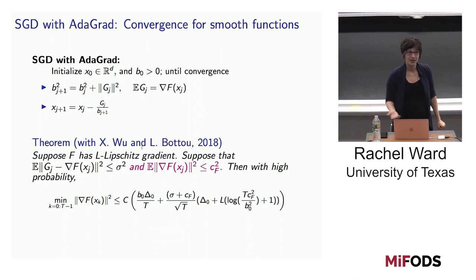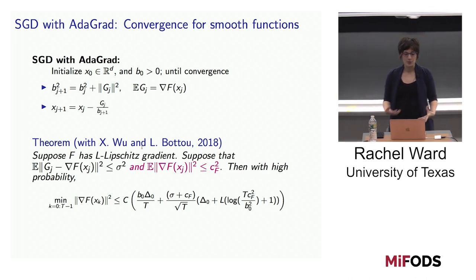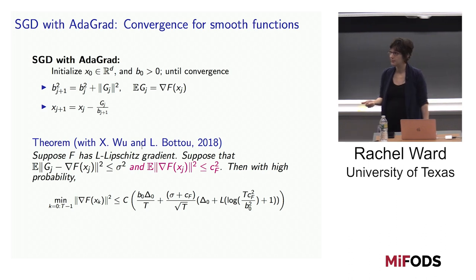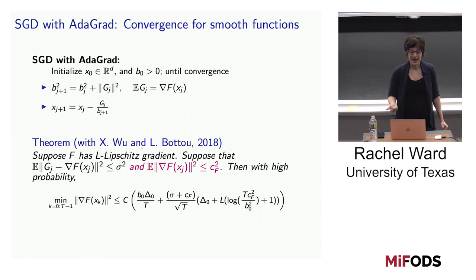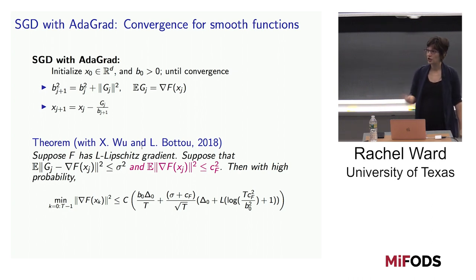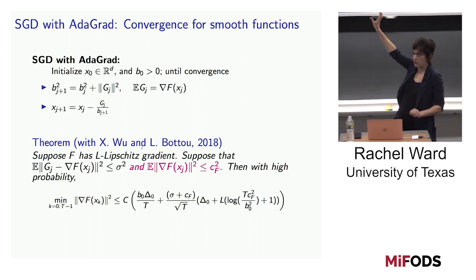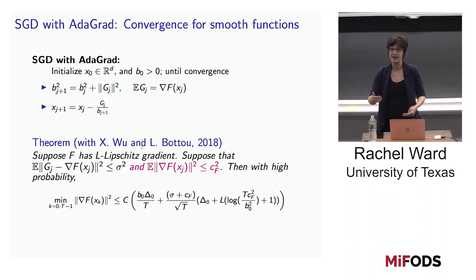Okay, so in the stochastic gradient descent case, we have another theorem. So now we have stochastic gradient back. It's more difficult now because we have noise. But what we can prove for stochastic gradient descent with AdaGrad is that if our function is L-smooth, if our stochastic gradient has variance bounded by sigma squared, and if our gradients are uniformly bounded in expectation by some number C sub F squared, then we have a similar convergence rate to fixed step size stochastic gradient descent, in the sense that we have a 1 over T term and a 1 over square root of T term. Except now we did not need to know L or sigma to set the algorithm. It's automatic.